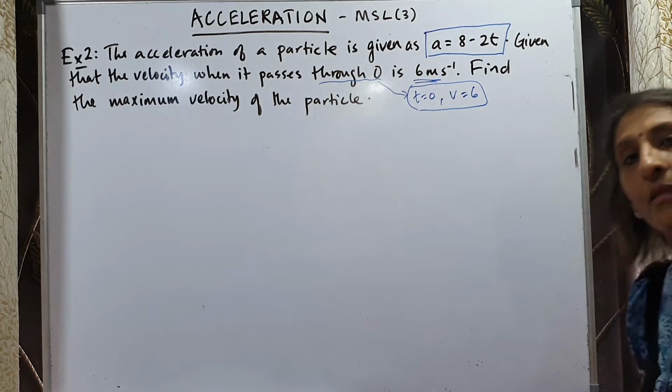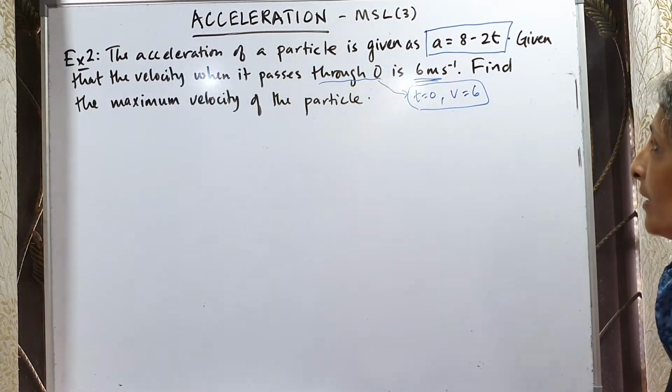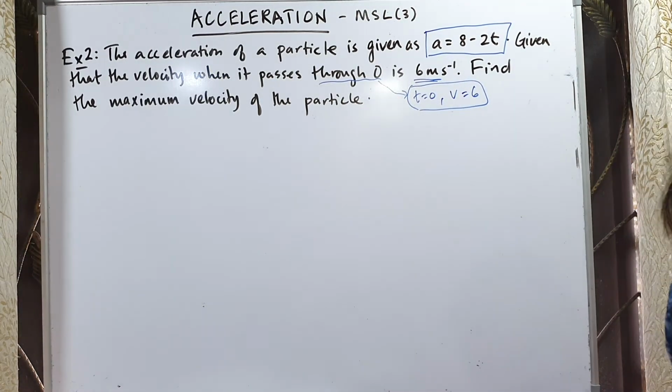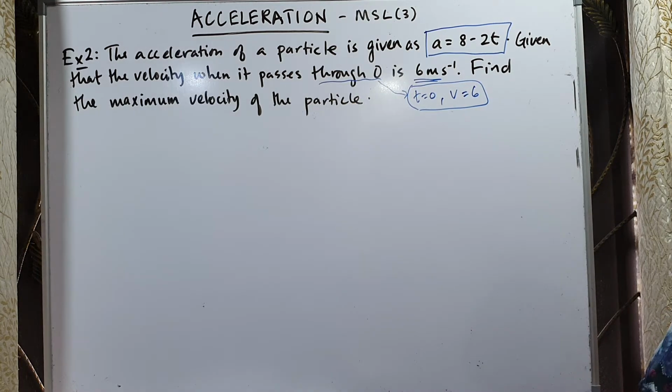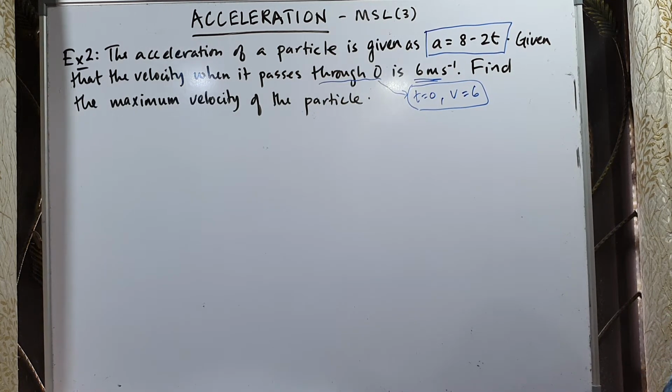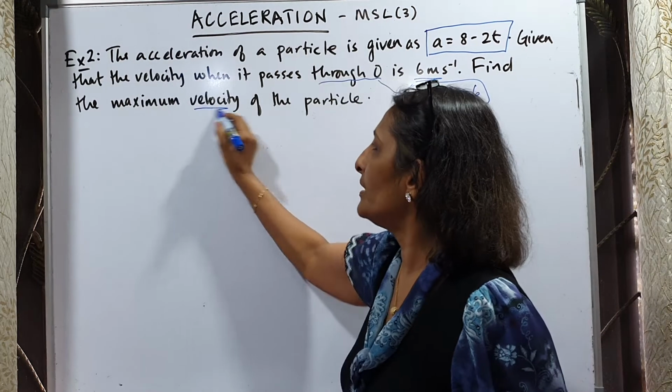Passes through O means when, no, it's not t is 0 actually. Alright, so passes through O means a starting point, okay? So find the maximum velocity of the particle. So our job is to find the velocity first, okay?